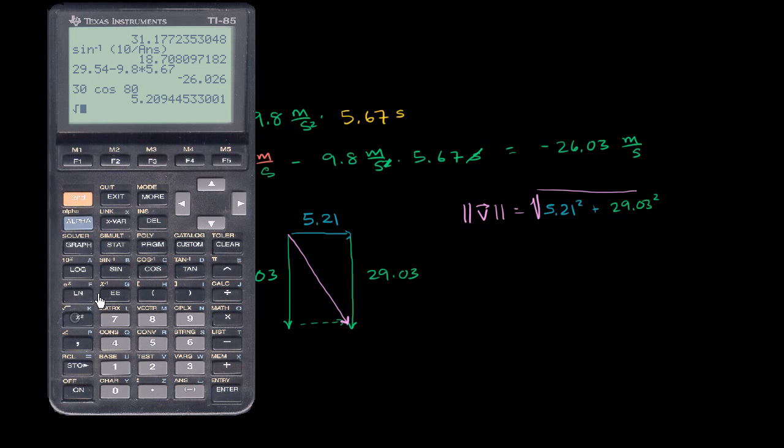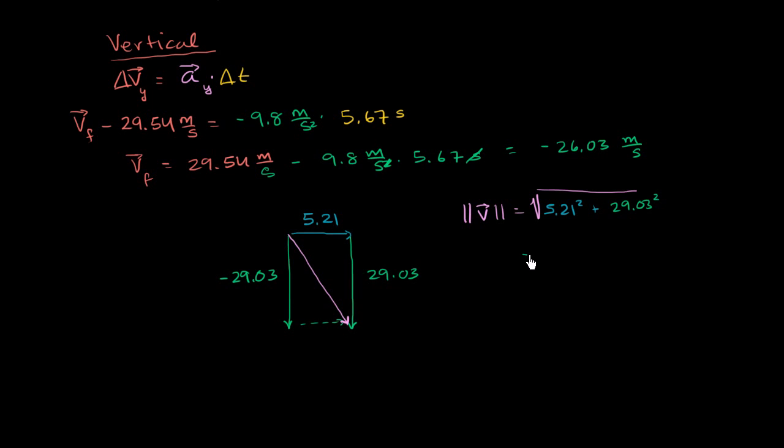We take the square root of 5.21 squared plus 26.03 squared, which gives us 26.55 meters per second. That is the magnitude of our final velocity. But we also need to figure out its direction. And so we need to figure out this angle. And now we're talking about an angle below the horizontal. Or if you wanted to view it in pure terms, it would be a negative angle. So what is this angle right over here?